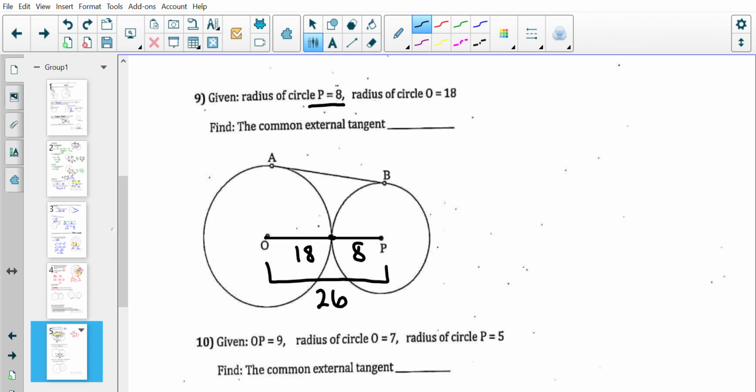Now we need to draw more radii. We want to draw the radii to the common tangent. So I'm going to draw radius from O to A. And we know that makes a right angle. And P to B, and that makes a right angle.